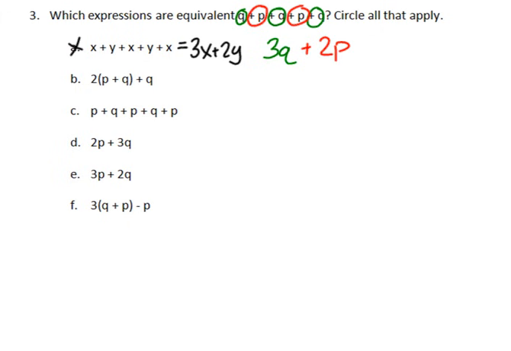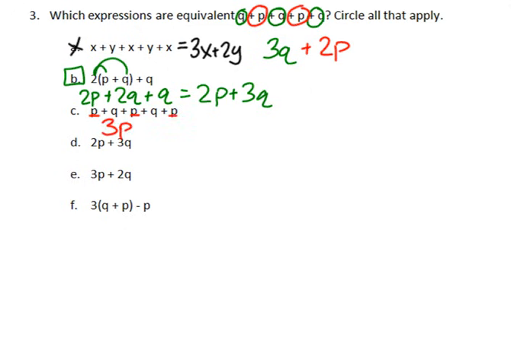Okay, then part B, I'm going to distribute. So 2 times P is 2P plus 2 times Q plus Q. That's going to become 2P plus 3Q, which does match the original, so part B would work. Okay, on part C, I have 1, 2, 3 P's and 2 Q's, which is kind of the reverse of what I want, so part C would not work. Part D, those are just in a different order, so that one would work.